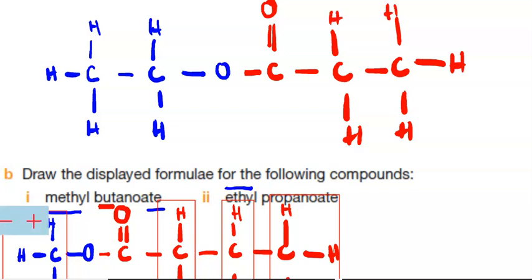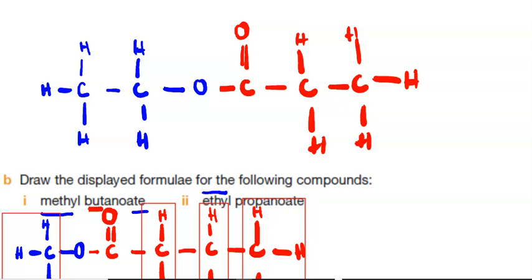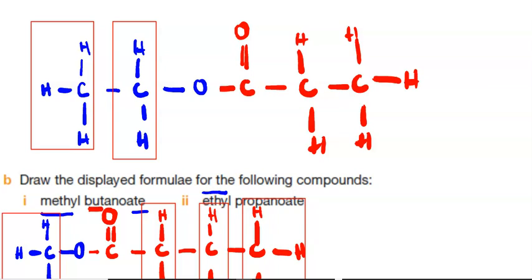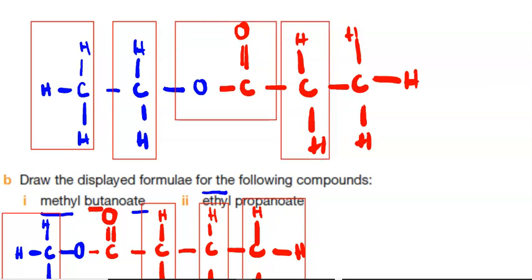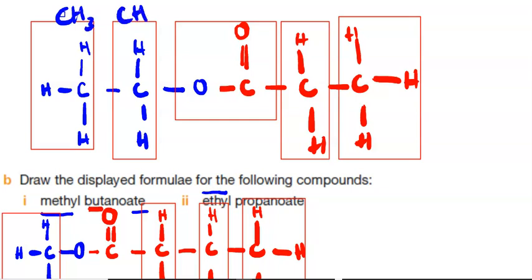And again, it's very easy to draw their structural formula. How? Just count each carbon structure, right? See, what is the structural formula for this? It's CH3, CH2, O, and then CO, CH2 and CH3. So this is ethyl propanoate. I hope you are clear about this.